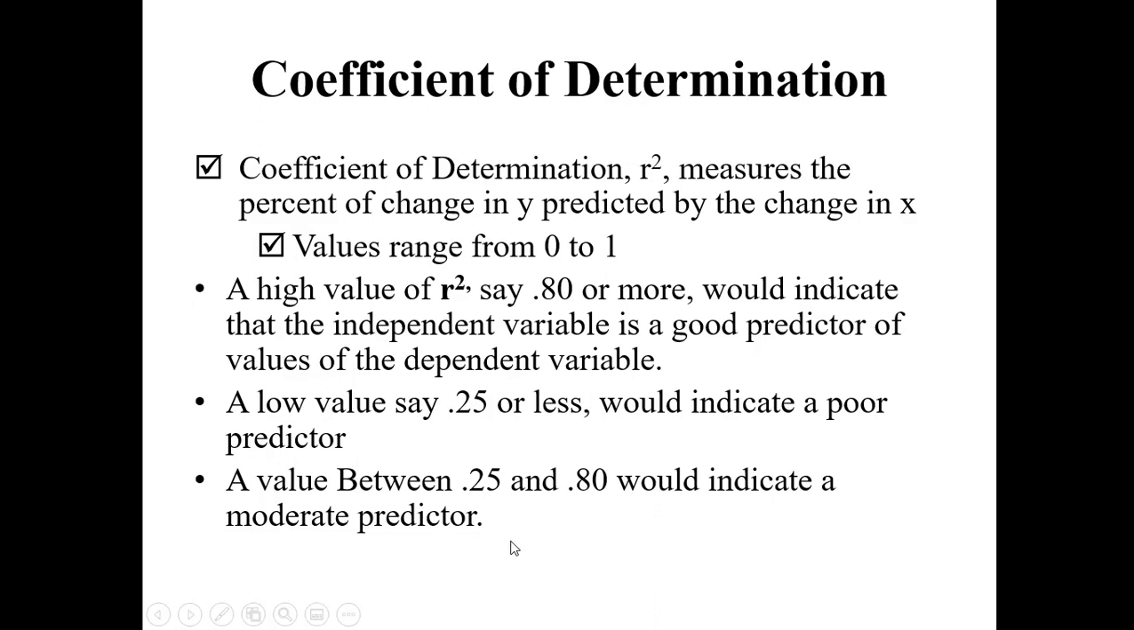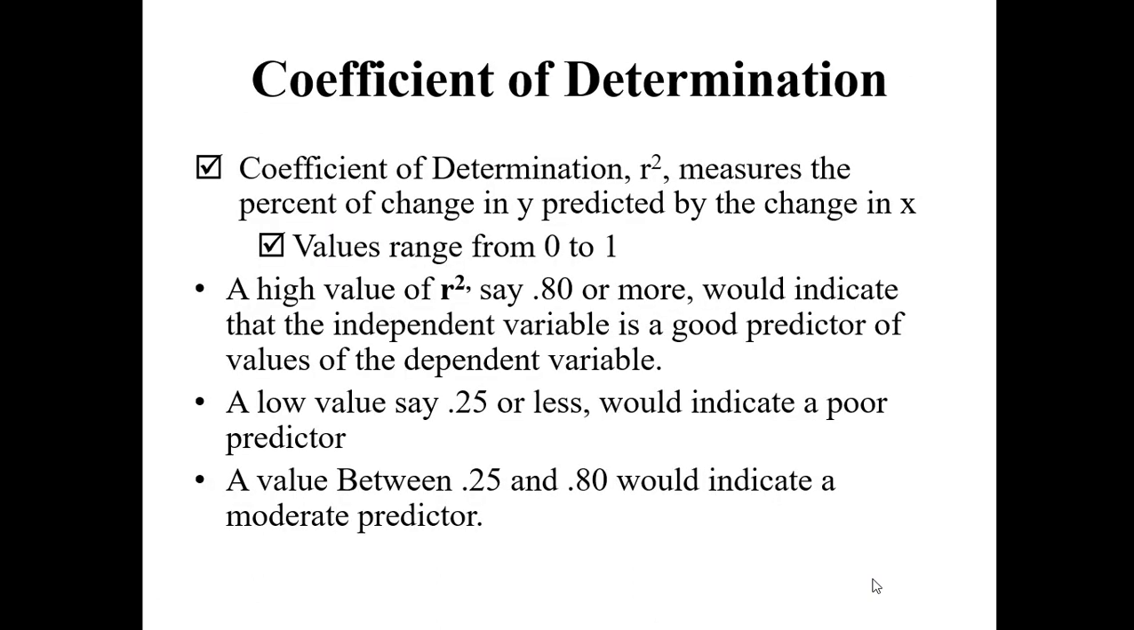So it depends on you. If the value from a specific data set lies around, let's suppose, 0.50, then we will consider it a moderate predictor. But if the value is approaching 1, we will say that it is a good predictor. And if it is less than 0.25, approaching towards 0, we will consider that it's a poor predictor.